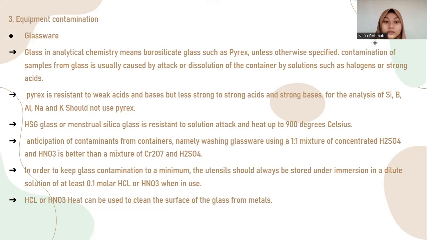In order to keep glass contamination to a minimum, the glassware should always be stored under immersion in a dilute solution of acid, at least 0.1 molar HCl or HNO3. HCl or HNO3 can be used to clean the surface of the glass from metal.